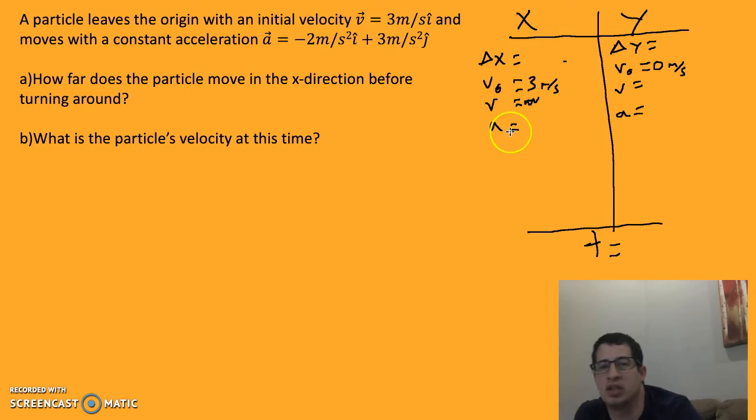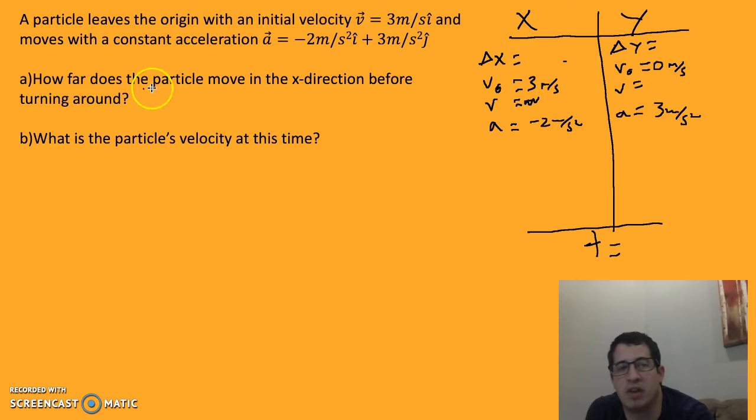So we know that acceleration is negative 2 meters per second squared here, and it's 3 meters per second squared here. We don't know the final velocity, we don't know the displacement. Okay, so that's all the information we've been given. Then it says, how far does the particle move in the x direction before turning around? And so this is a clue that tells us that it's turning around. And so we know something special happens when it turns around, and that is at this point the velocity is 0.